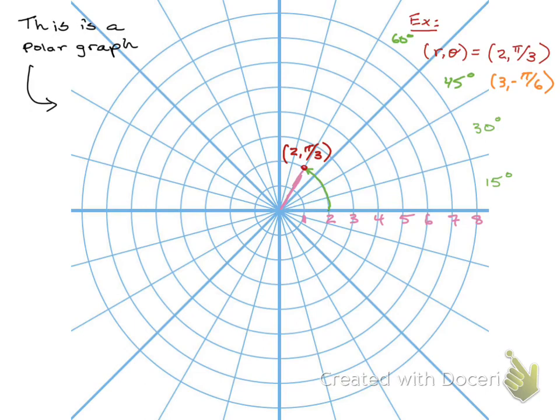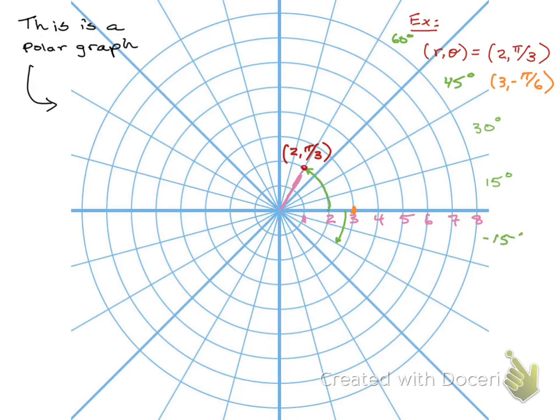Negative theta is in the clockwise direction. So instead of going around counterclockwise, I'm going to go down from the polar axis. And what I find there is my radial distance of 3, and then pi over 6 is really like 30 degrees. So that's 2 tick marks on my graph. So you see my arrow there.